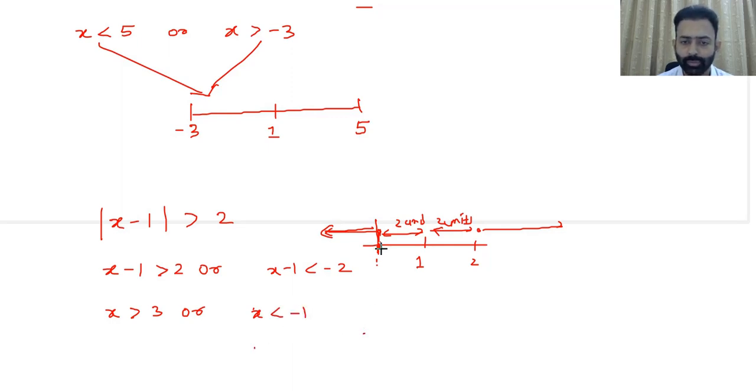So this point will be -1 and this point will be 3 if I have to move greater than 2 units. You can take the difference between 3 and 1, which is 2, and the difference between -1 and 1, which is also 2. I think I have spoken too much about the modulus inequality and absolute value, but it should be understood in detail.